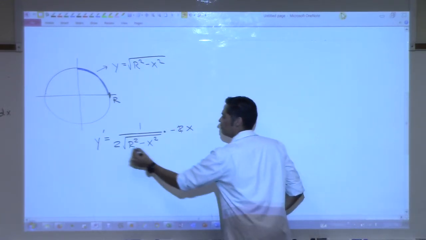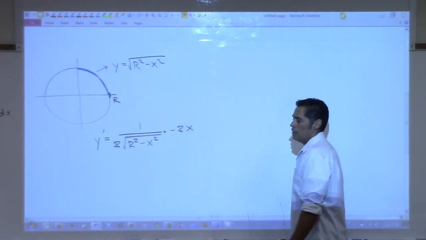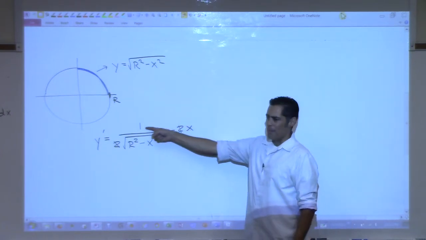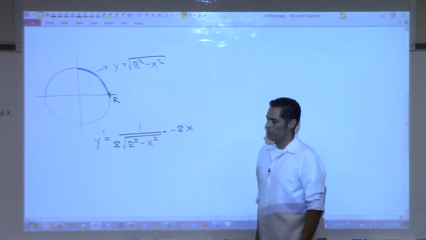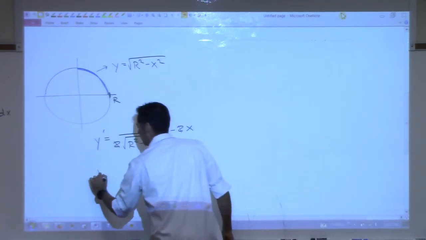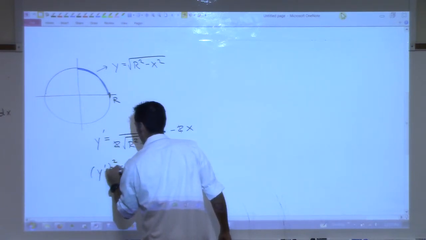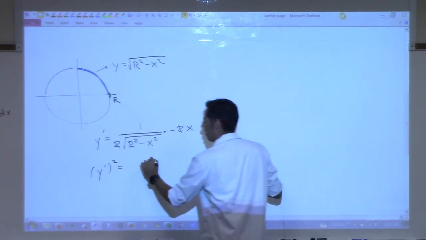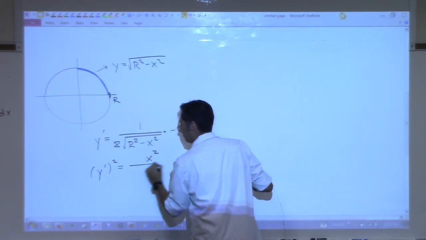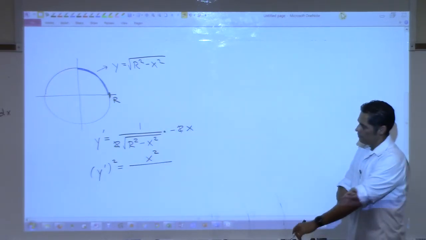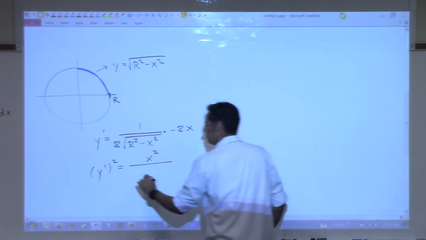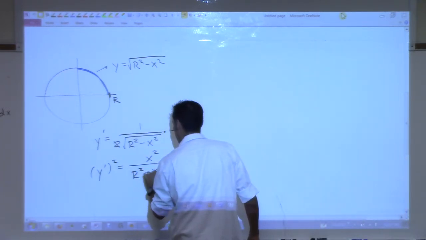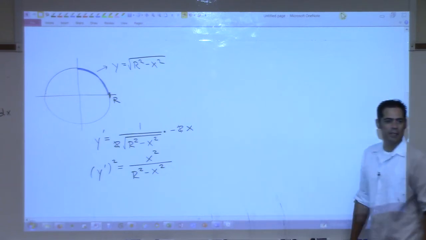These 2's cancel. I can slide that x on top, right? What's our derivative squared? Square the top, x squared. Square the bottom. What do you get when you square the bottom? Just capital R squared minus x squared. Yes?